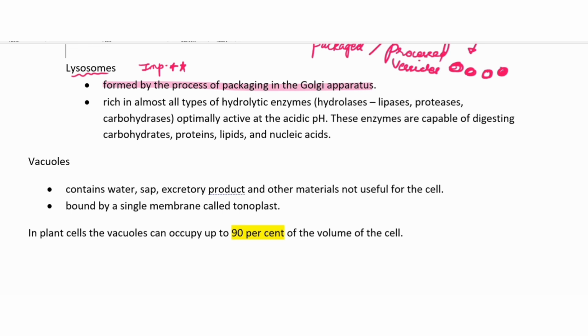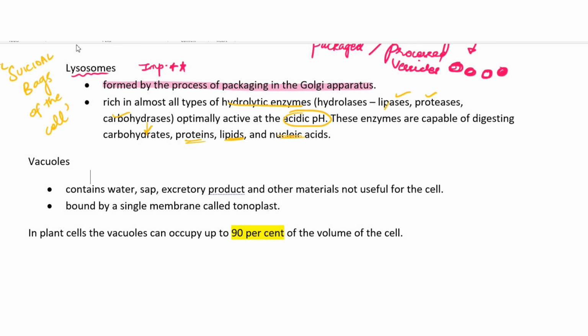And this lysosome is rich in hydrolytic enzymes which are active in acidic pH. Hydrolytic enzymes include hydrolases like lipases, proteases, and carbohydrases, which digest carbohydrates, proteins, lipids and other nutrients like nucleic acids and so on. Basically they digest materials, hence they are known as suicidal bags of the cell. They are also capable of autodigestion. They can digest themselves because of the hydrolytic enzymes present.